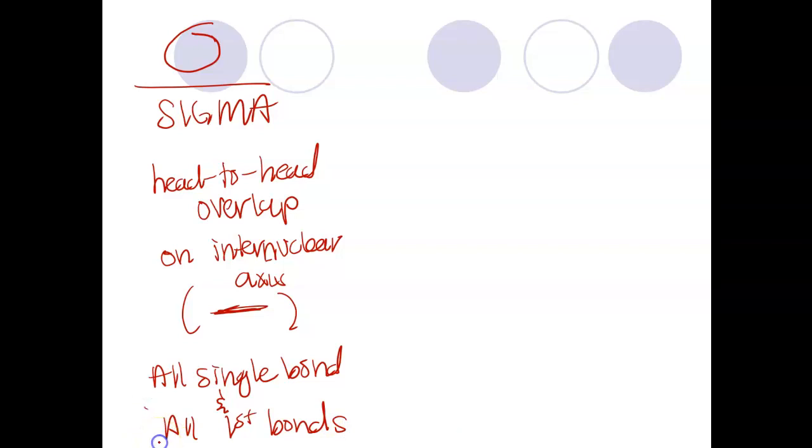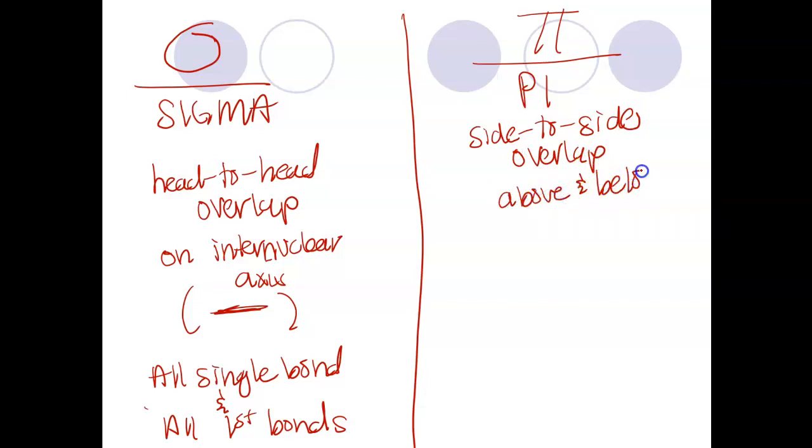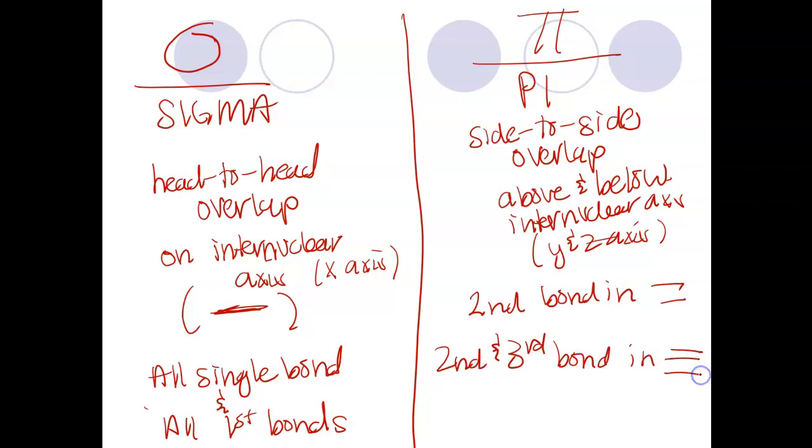Pi bonds. They are side to side overlap, above and below the internuclear axis. So I'm going to write x-axis here for the sigma bond. These are y and z-axis here. And they are the second bond in a double bond, and the second and third bond in a triple bond.